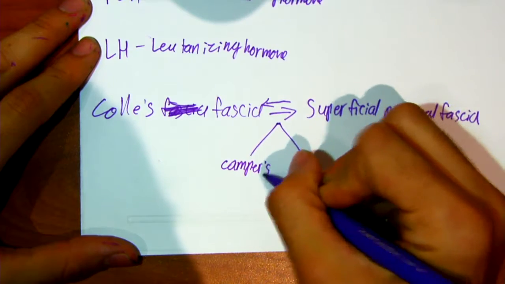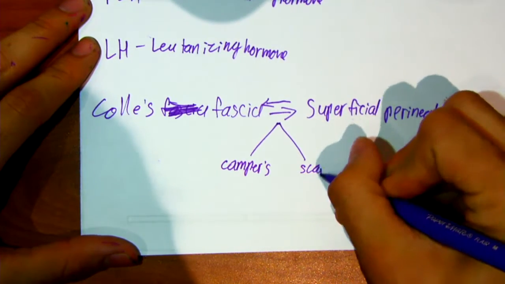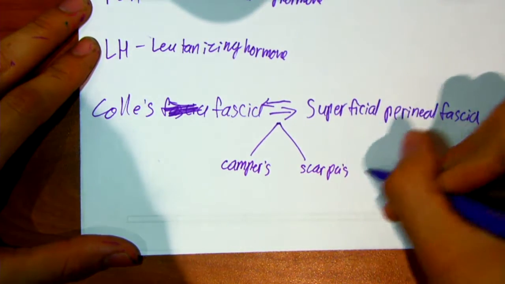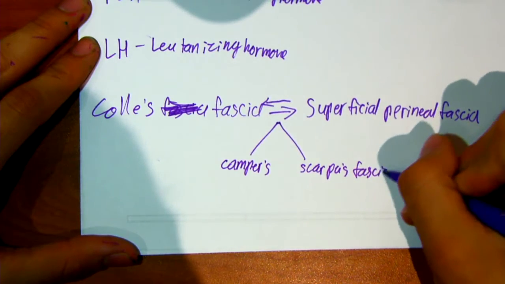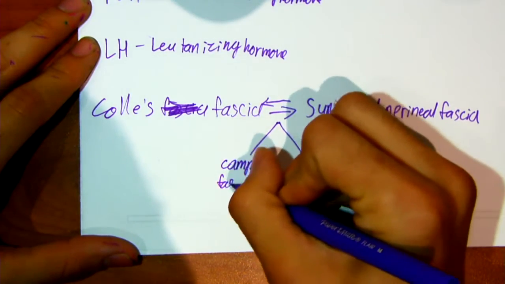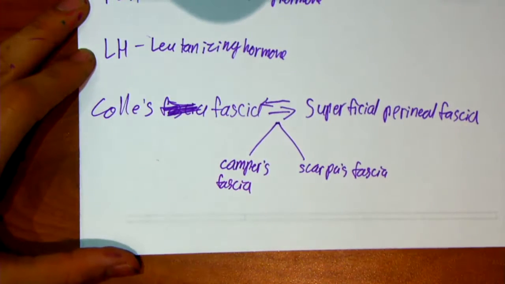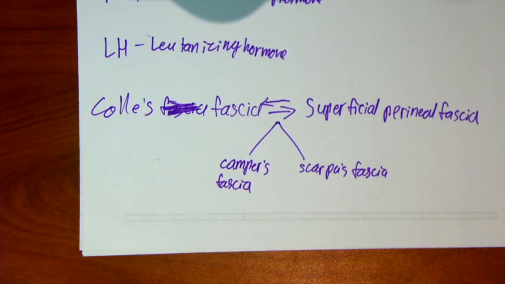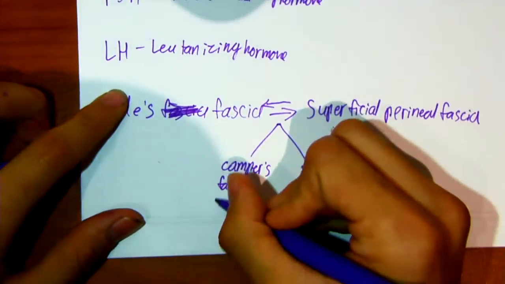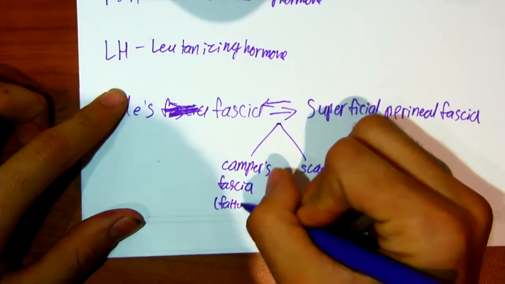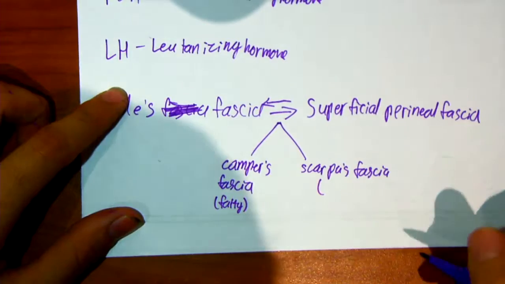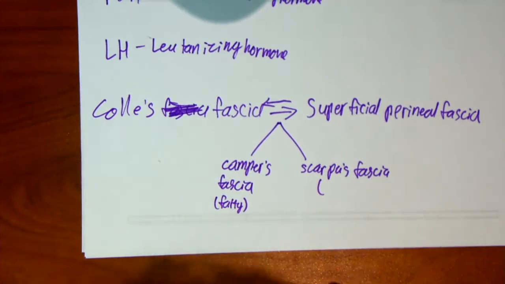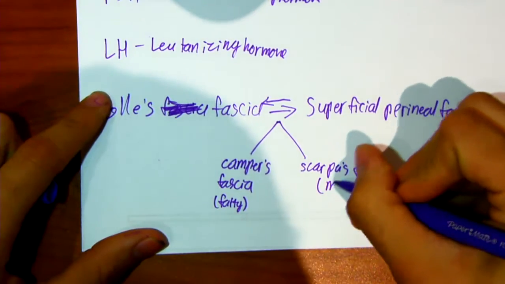And these will sound kind of familiar to you guys. You guys remember Camper's fascia and Scarpa's fascia? Which one of those is fatty? Campers. Yeah, because campers eat a lot of s'mores, so they get fatty. What about Scarpa's fascia? Is it fatty tissue or membranous tissue? Yeah, it's membranous. It's tougher.